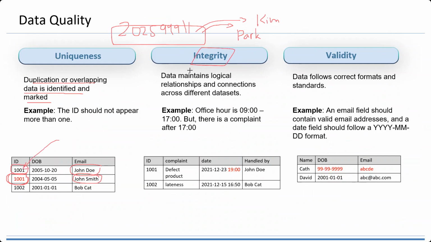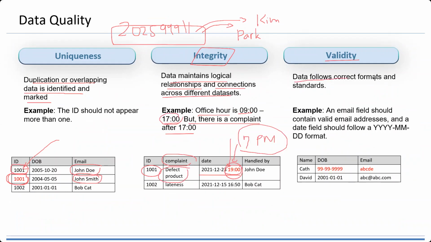Integrity. So the data maintains logical relationship and connection across different data sets. For example, your office hour is 9 until 5, but the data is still complete after 5. So ID 1001 complaint is about the defective product, and the complaint comes at 7 p.m. Then it means this might be some integrity issue. The office hour is until 5, but why is there a complaint at 7 p.m.?